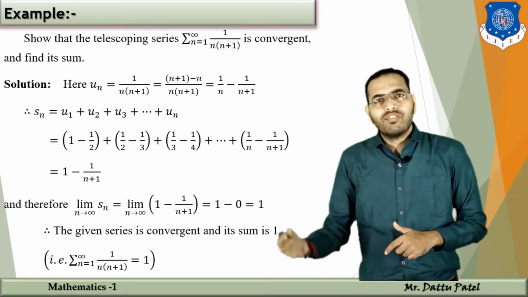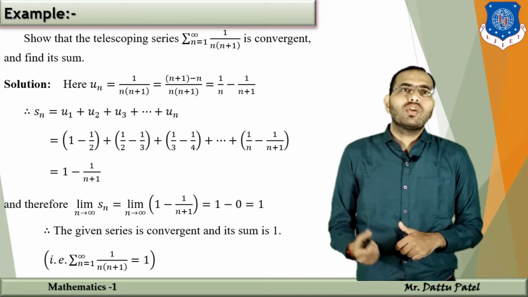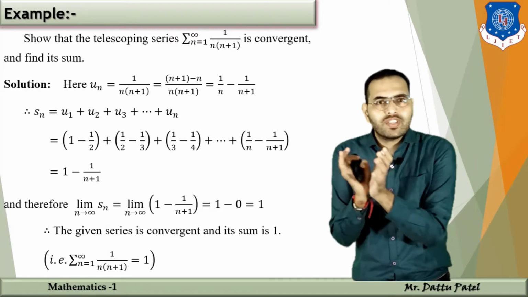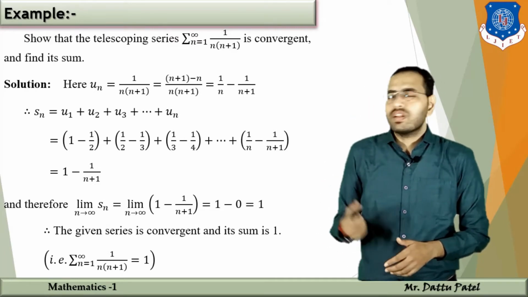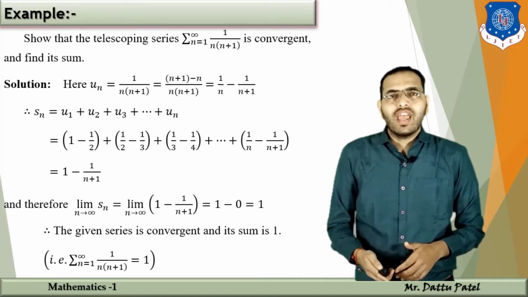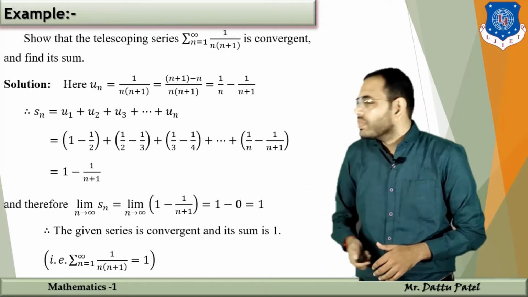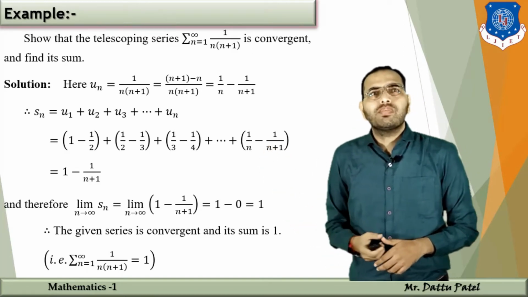Now 1 upon infinite becomes 0, then 1 minus 0 is equal to 1, which means our answer is finite. Then we can say that our series is convergent and its sum is 1. Now let's see one more example.